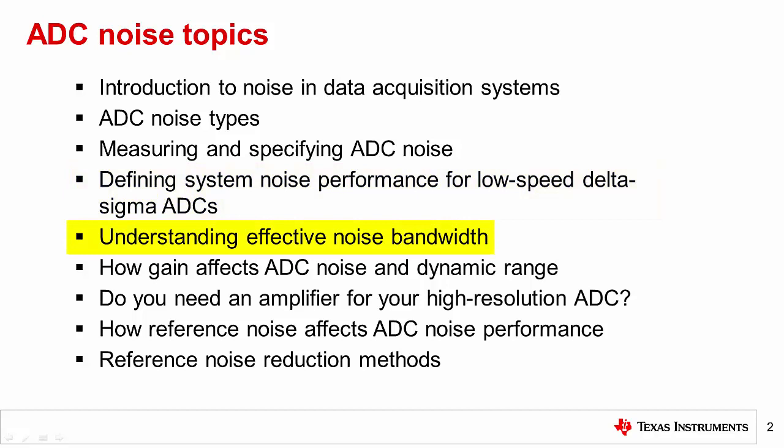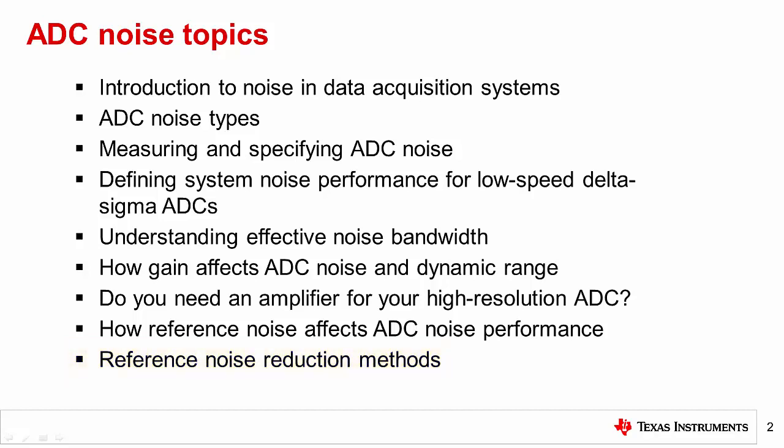what effective noise bandwidth is and how it applies to system noise analysis, how gain affects ADC noise in dynamic range, how to determine if an amplifier is necessary for a high-resolution ADC, how reference noise affects ADC noise performance, and finally, several methods to reduce the amount of reference noise passed to your data acquisition system.